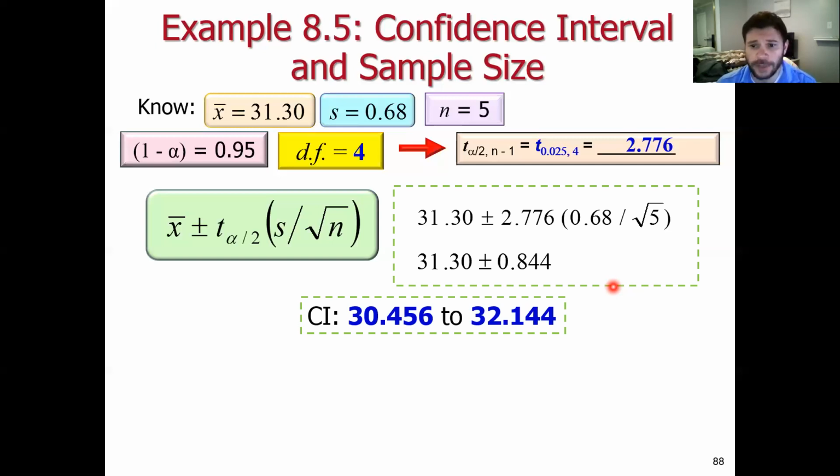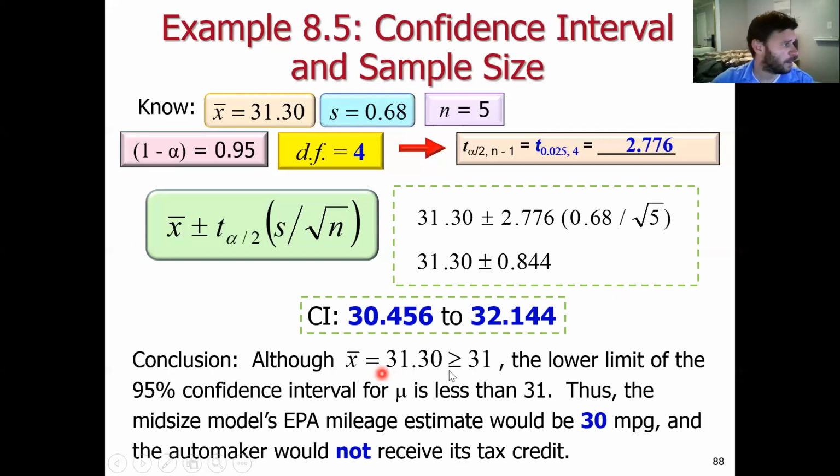Now, if you remember back to the original example, the threshold that the automaker needed to meet was 31 miles per gallon. The problem they face here is that the bottom of their confidence interval violates that lower limit. The sample mean, 31.3, is above it, but we saw before that could really just be a function of sampling noise, which 5 observations we drew from our assembly line. So in this situation, when we only used 5 observations in the sample, the EPA's mileage estimate would be 30 miles per gallon. Remember, they round down, and they would not be giving the automaker this tax credit.